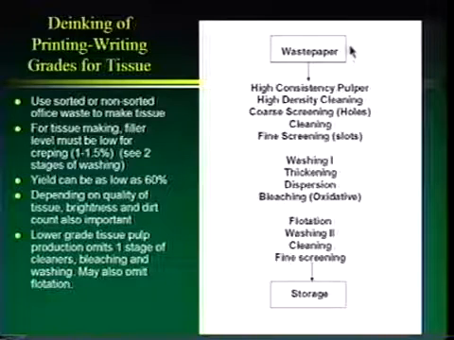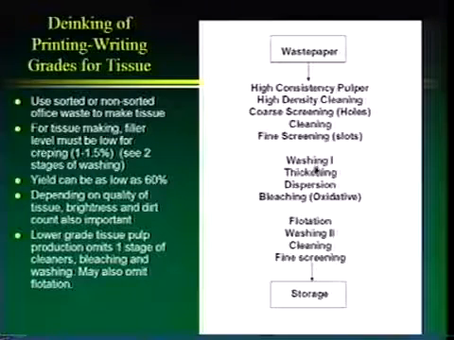So here's an example. We've got our recovered paper here. We're using a high consistency pulper, high density cleaning, glass and foils, coarse screening with holes. Then we're going to do forward cleaning and fine screening. So forward cleaning is getting rid of sand, grit, chips. Fine screening is getting rid of the adhesive. Then finally we're going to start to do washing.